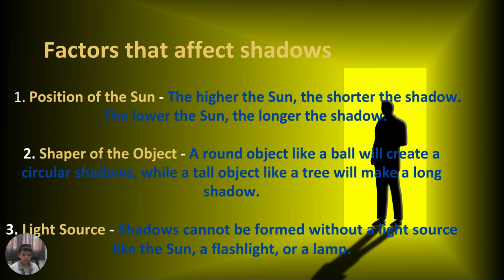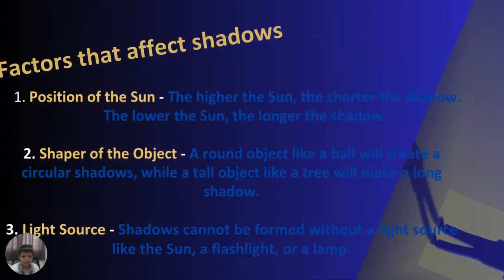Factors that affect shadows. Number one, position of the sun. The higher the sun, the shorter the shadow. The lower the sun, the longer the shadow. Number two, shape of the object. A round object like a ball will create a circular shadow, while a tall object like a tree will make a long shadow. Number three, light source. Shadows cannot be formed without a light source, like the sun, a flashlight, or a lamp.